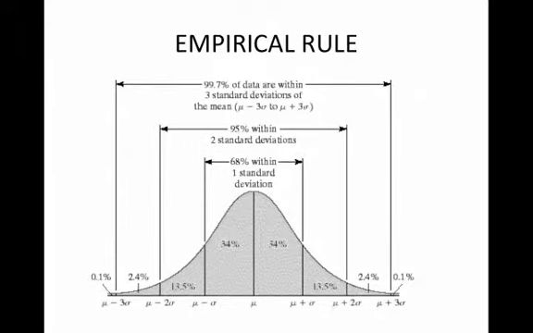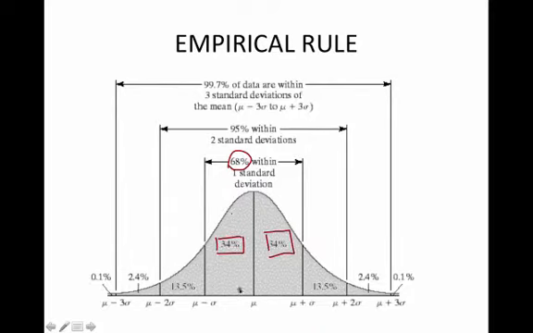Some of you might have heard of the empirical rule, and the empirical rule is true for normal distribution, and what the empirical rule says is that for normally distributed data, about 68% of the data is within one standard deviation of the mean. So if you have the mean and you subtract a standard deviation from the mean and you add a standard deviation to the mean, that would contain 68% of the data. That means that each section is 34% of the data.